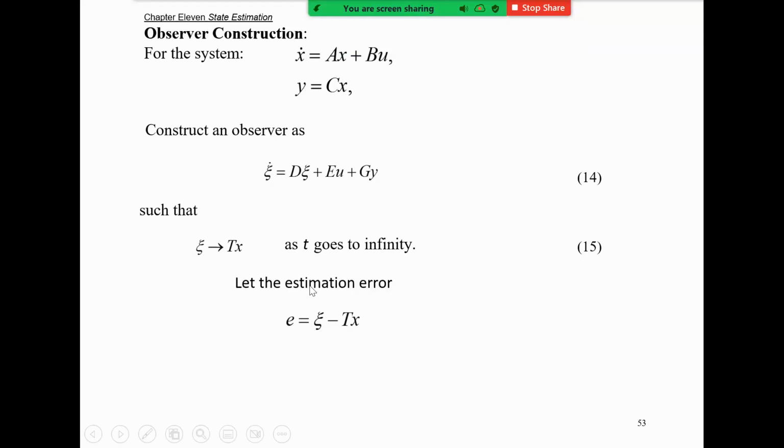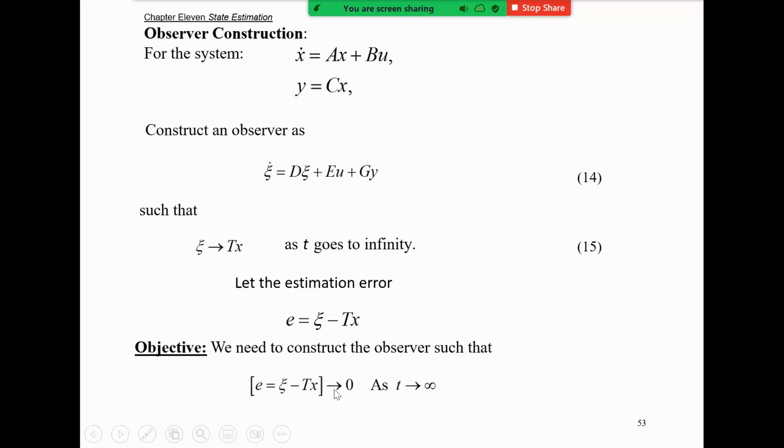So, of course, we have to analyze the dynamics of the estimation error, right? Therefore, we define the estimation error as e = C minus T times X. Then we want to construct the observer such that this estimation error will go to 0 as t goes to infinity.